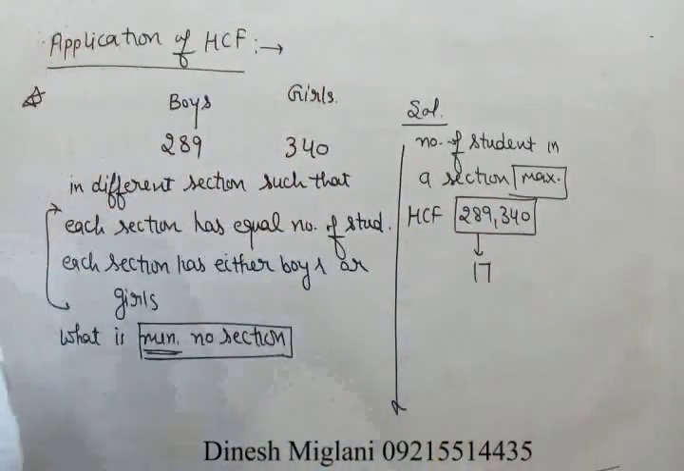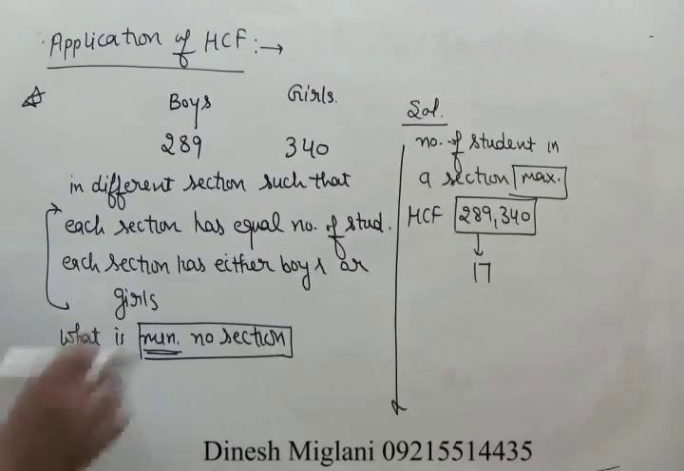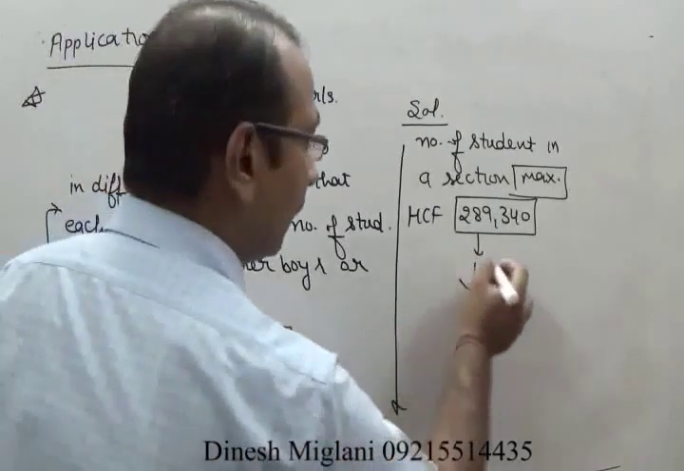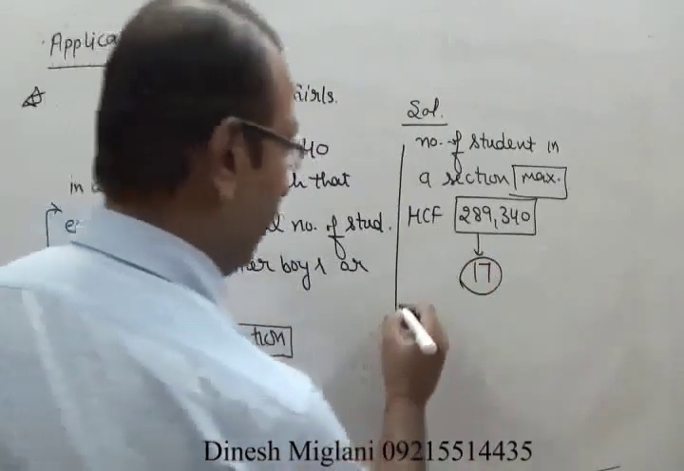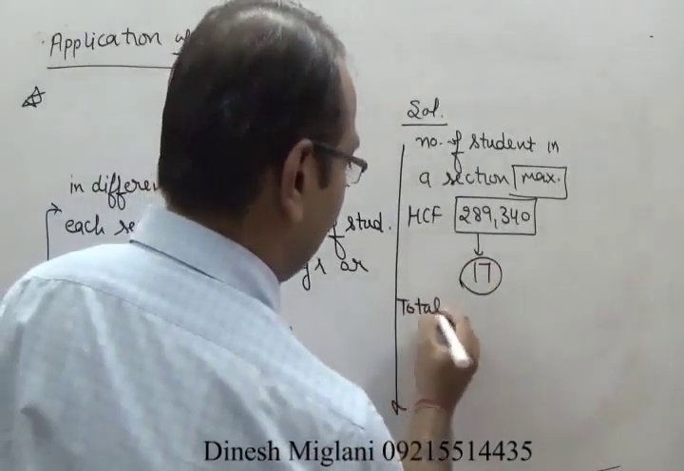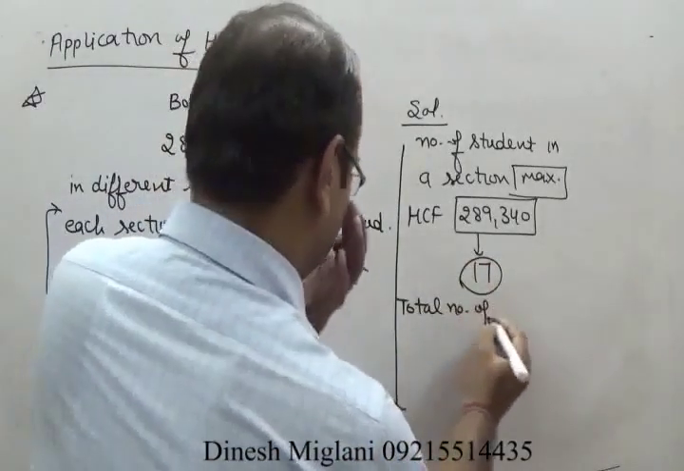HCF is said to be 17 because when I make the prime factorization I may take it as 17 square, and there I may take it as 17 into 20. The highest common prime factor is 17, so I can say HCF is 17. It means the number of students in a section must be 17. And the question is, I have to find the total number of sections.